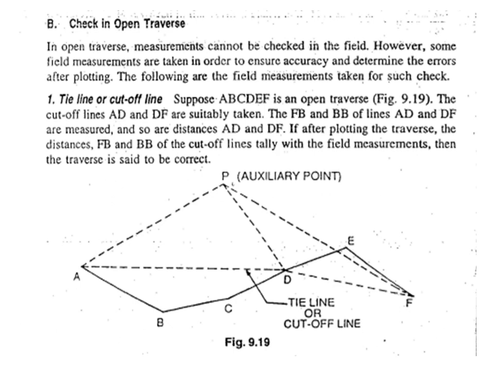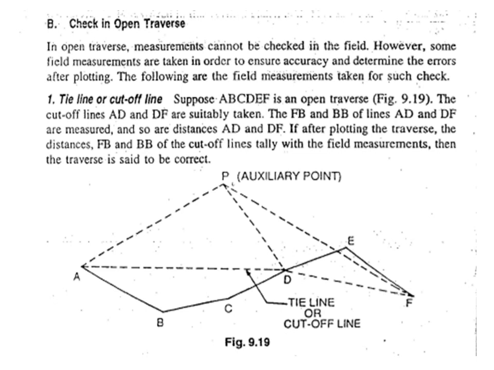In this slide we are going to see what are the checks in open traverse. In open traverse, measurements cannot be checked in the field. However, some field measurements are taken in order to ensure accuracy and determine the errors after plotting. The following are the field measurements taken for such a check. So this is a figure which is going to indicate the tie line or cutoff line. Suppose A, B, C, D, E, F is an open traverse. Please refer to figure 9.19 below. The cutoff lines AD and DF are suitably taken.